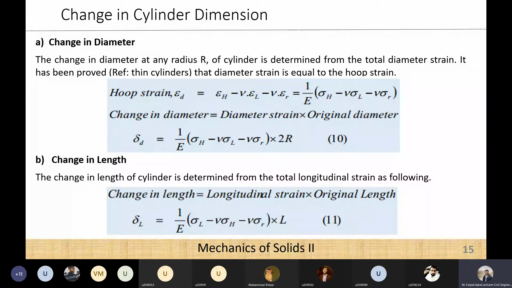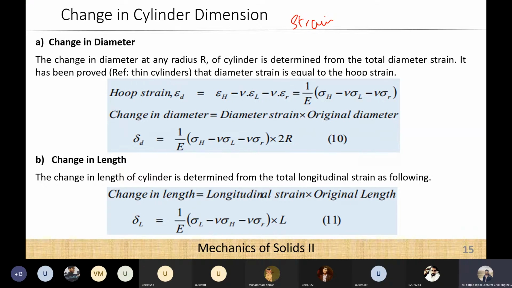So today we are going to study the strains in the case of thick cylinder, and this concept is quite simple compared to the one that we studied in the case of thin cylinder. We will directly use the stress value to calculate the change in dimension of these thick cylinders. For example, the first thing is change in diameter, and over here it has been mentioned as well.